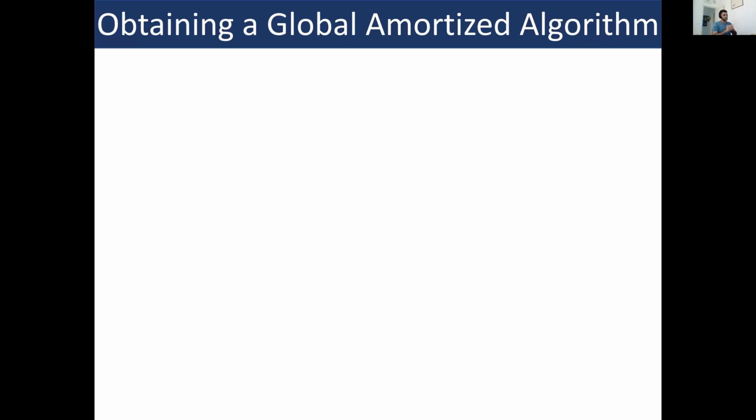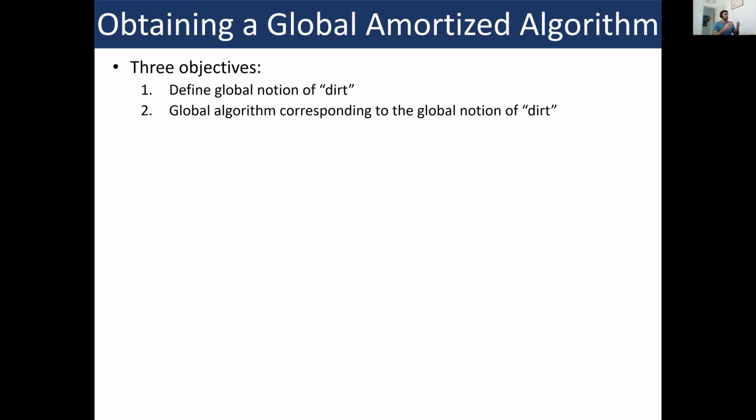So there are two challenges here. When we want to obtain a global amortized algorithm, we have three objectives. First, we need to define some kind of global notion of dirt. This is some kind of global measure that determines how far we are from the ideal guarantee, but it must hold in an average sense, all right? And then we need to define a global algorithm corresponding to this global notion of dirt, meaning once we have enough dirt, we need to clean up the system somehow, without local changes, something more global.